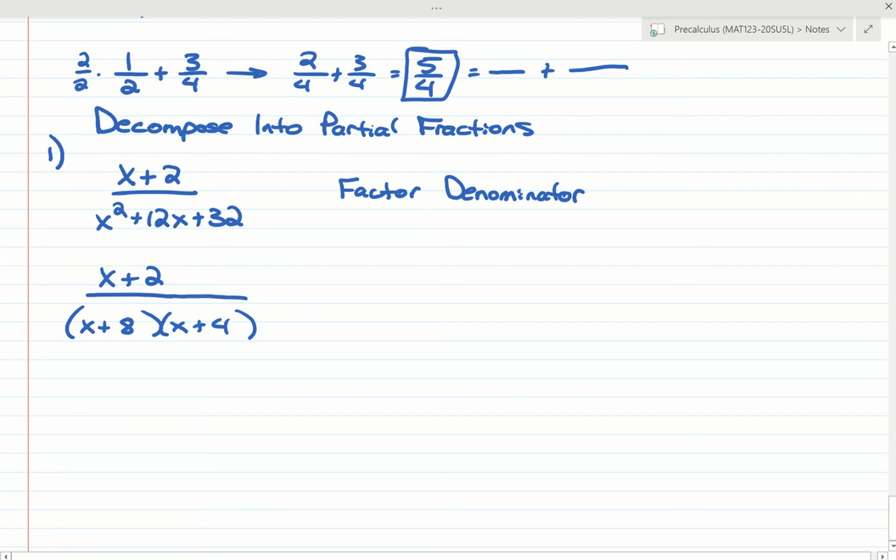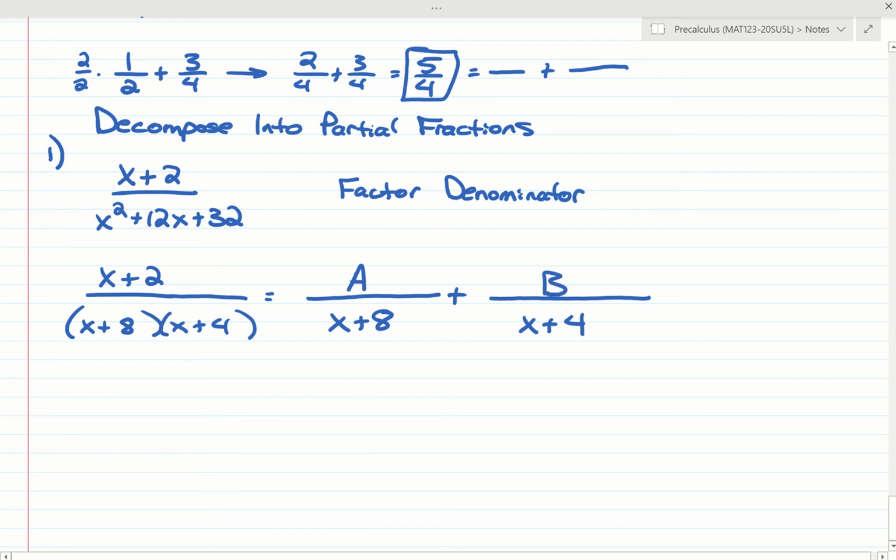Now, the way this is going to work is we're actually going to break it up into two separate fractions. Each of those factors is going to have its own fraction, like that. We just have to figure out what goes on top. So I'll put an a and a b. So we have a lot of variables here. We have x's, we have a and b. The tricky part is we're actually solving for a and b. It's pretty easy to do.